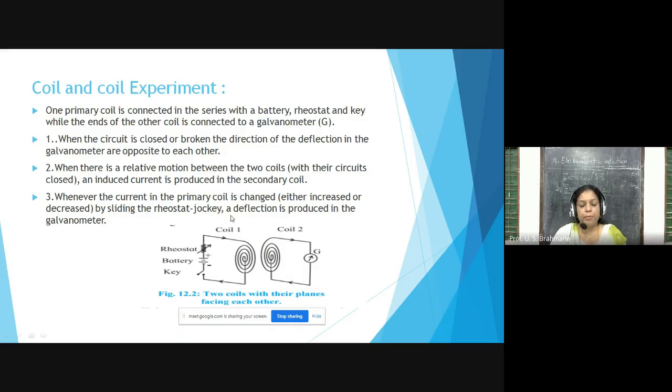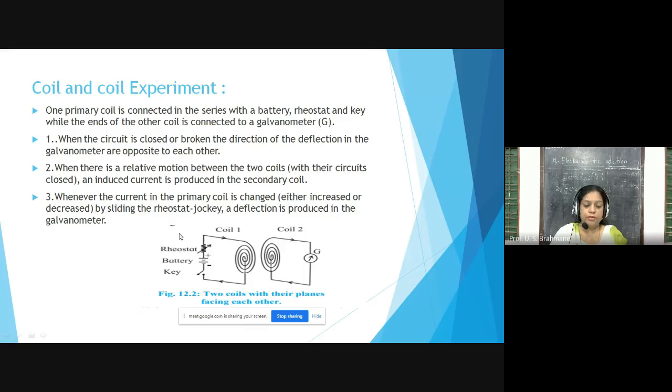Whenever the current in the primary coil is changed, now we can change this, either it is increased or decreased. How can you do this? You can do this by a rheostat. This is a variable resistor actually. So by changing the value of that rheostat, if you just slide the rheostat jockey, then a deflection is produced in the galvanometer.